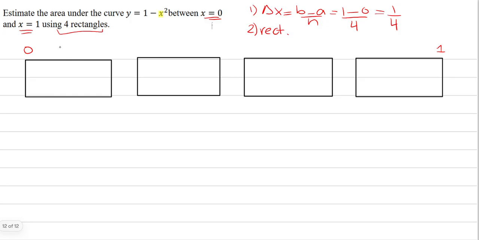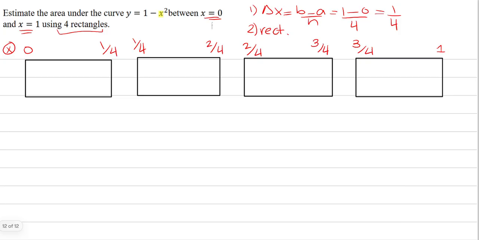So when I do 0 plus 1 over 4, I get 1 over 4. Now keep in mind these are my x values here. Then I'm going to also start at 1 over 4, so the end point is the start point for the next one. So 1 over 4 plus another 1 over 4 gives me 2 over 4. I'm going to start at 2 over 4 here. 2 over 4 plus 1 over 4 is 3 over 4, and I'm just going to plug in my 3 over 4 here.